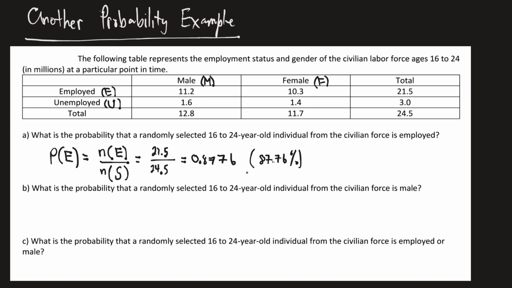Now let's look at B. So B, it says, what is the probability that a randomly selected 16 to 24-year-old individual from this civilian force is male?